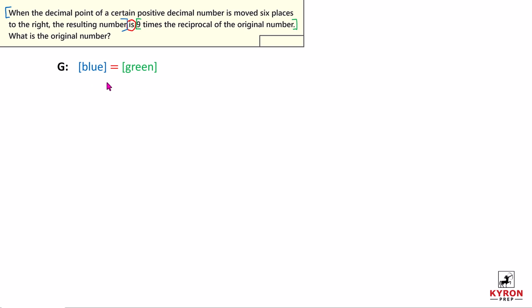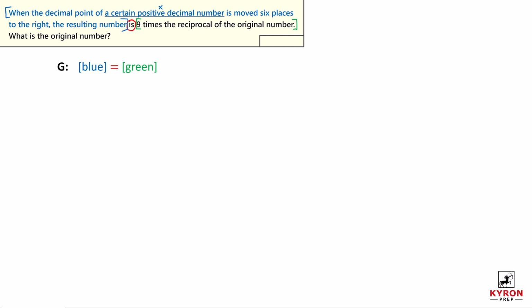The next thing we need to do is translate the blue and the green into mathematical expressions. Let's start with the blue side of the sentence. Here we're talking about the resulting number that you get when you take a certain positive decimal number and move its decimal point 6 places to the right. So let's call the decimal number that we start with x, and then figure out how to represent this moving of the decimal point.